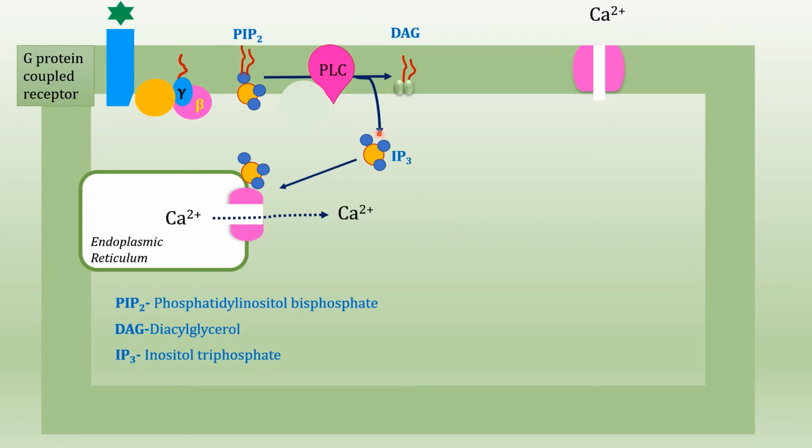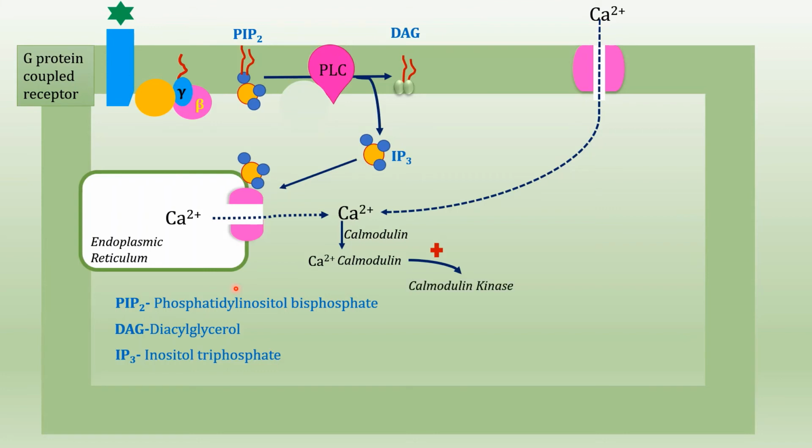In addition to this, G protein can directly activate the entry of calcium from the exterior of the cell to the interior of the cell. This in turn leads to increased concentration of calcium inside the cell. And the protein calmodulin binds to calcium to form the calcium calmodulin complex, which activates calmodulin kinase. What is the action of diacylglycerol? Diacylglycerol activates the enzyme protein kinase C.